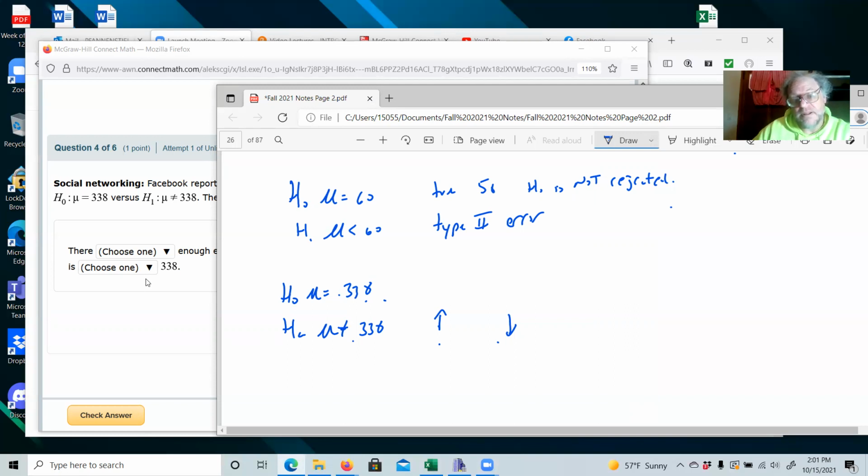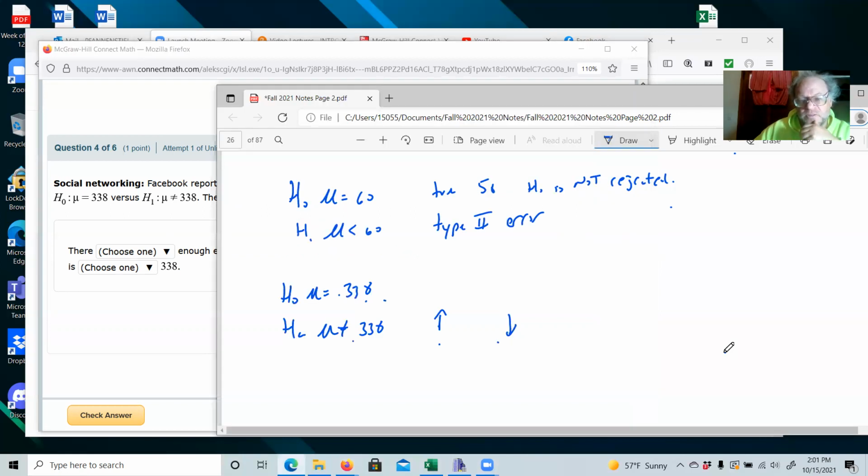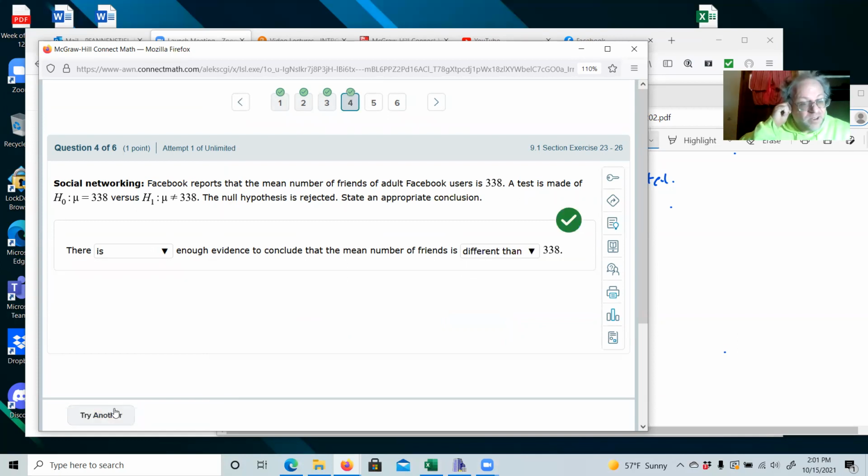All right. So we say the null hypothesis is rejected. Okay, so this one, we're saying this is not true. So we're going to tacitly accept that it was not 338. Was it bigger or smaller? I can't tell you. It's just not 338. Okay, so we say there is enough evidence to conclude the mean number of friends is different than 338. Okay, that's all you're saying with this. That's all we're saying.